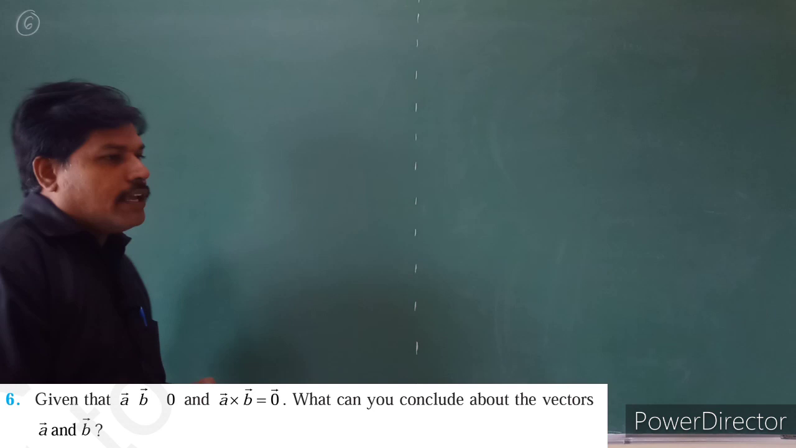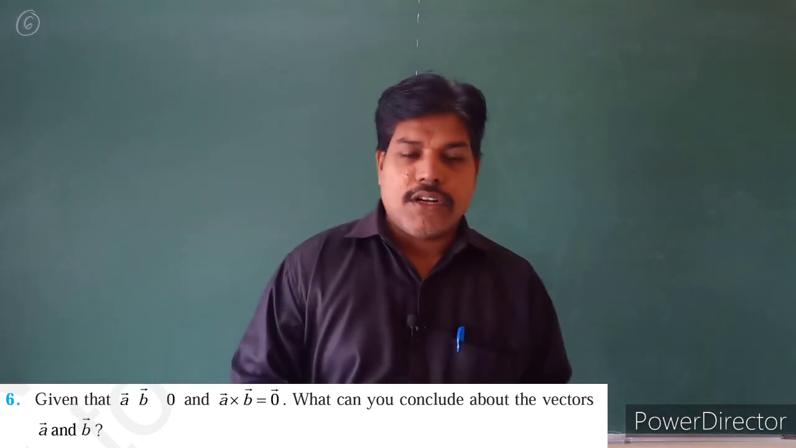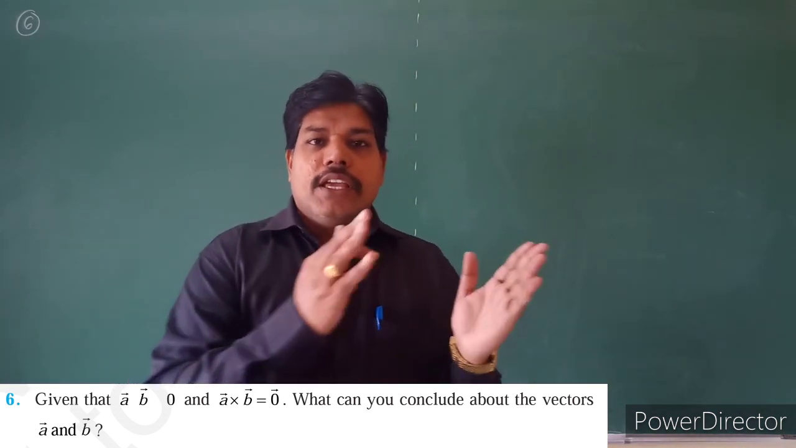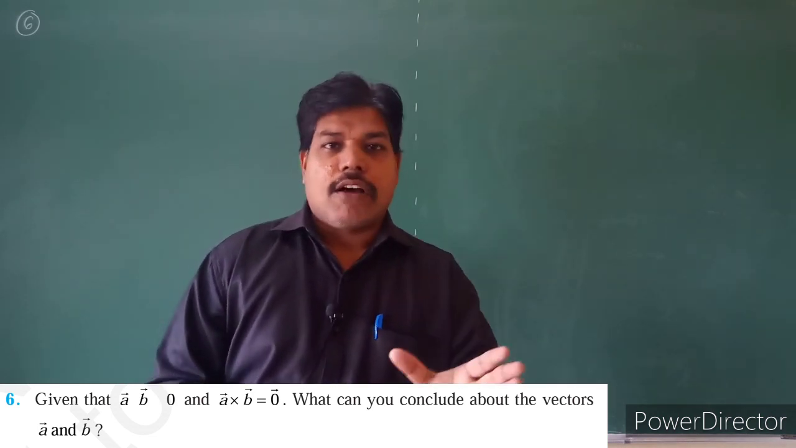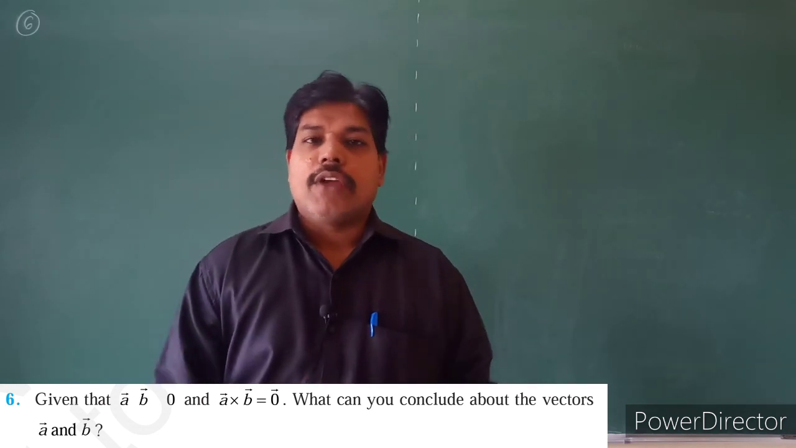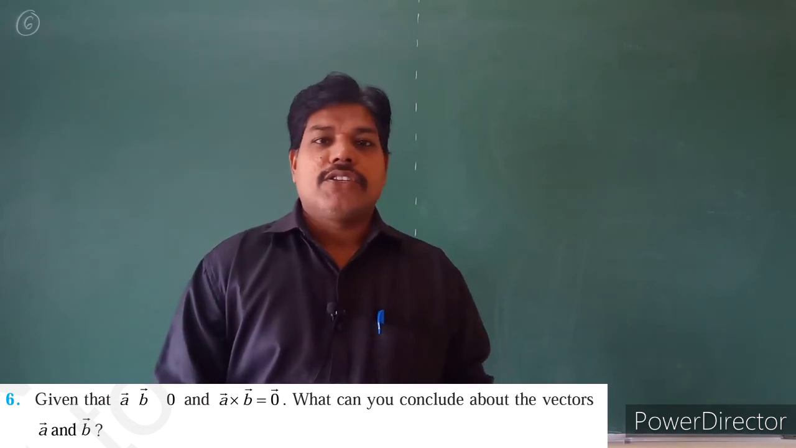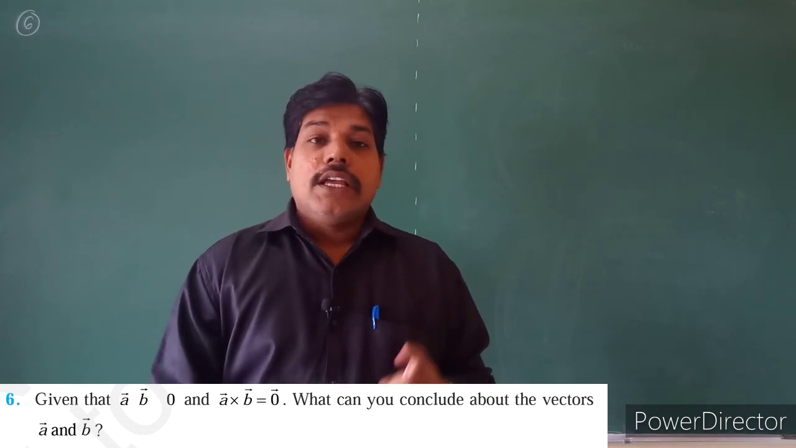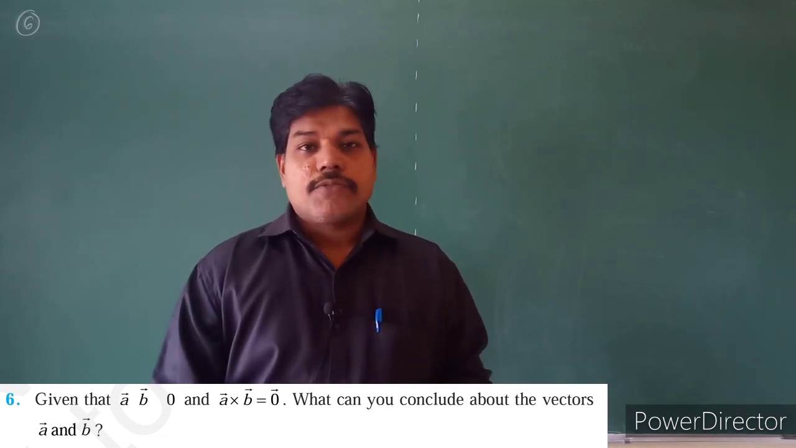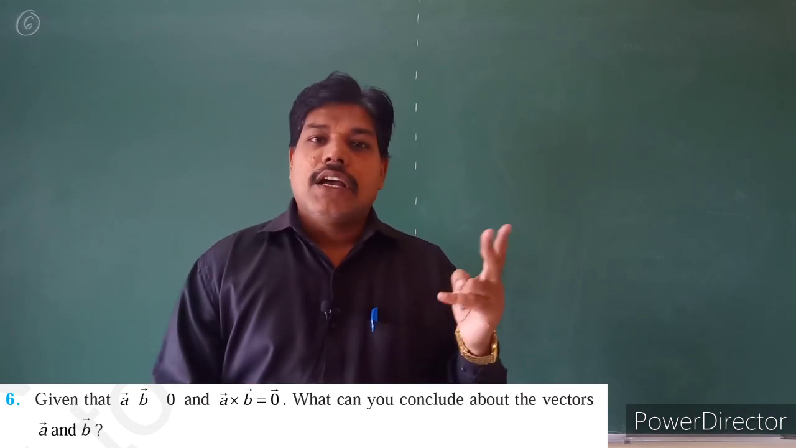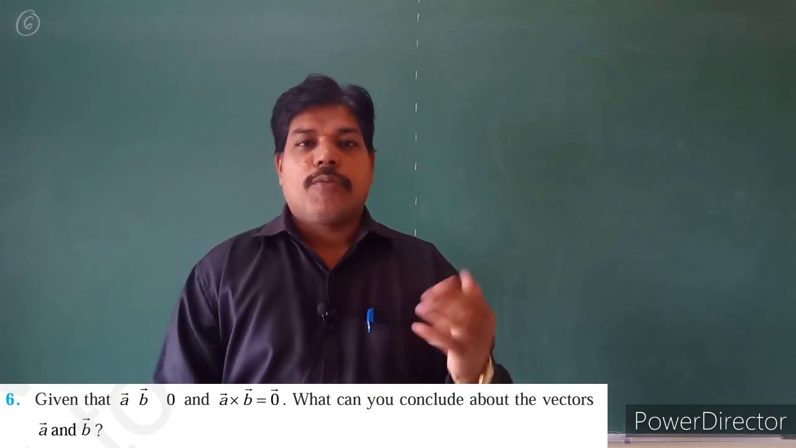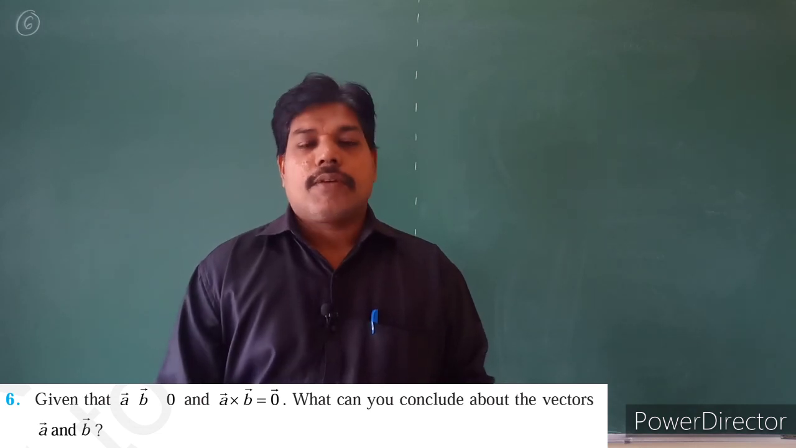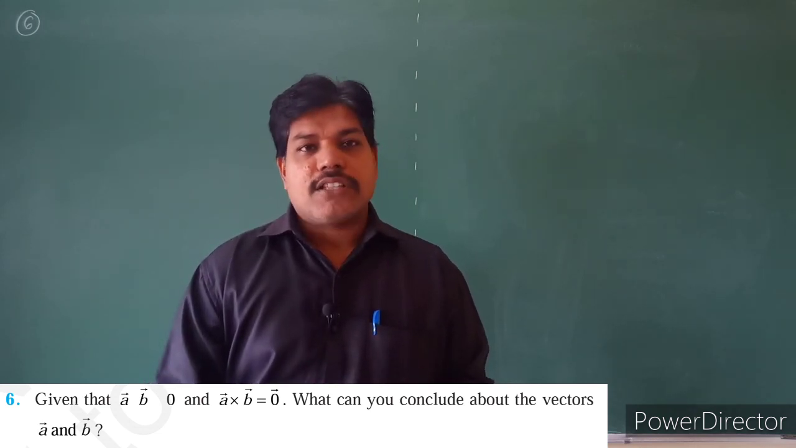So here I already know the conditions. What is A dot B equal to 0? That means A is perpendicular to B, then A dot B is 0. Otherwise, if any one vector, A or B, is 0, then automatically A dot B is equal to 0. Otherwise A cross B is equal to 0. When does it happen? When A is parallel to B bar, or any one vector is a 0 vector, then automatically A cross B is also 0. So from these two conditions, what can we conclude about the vectors A bar and B bar?